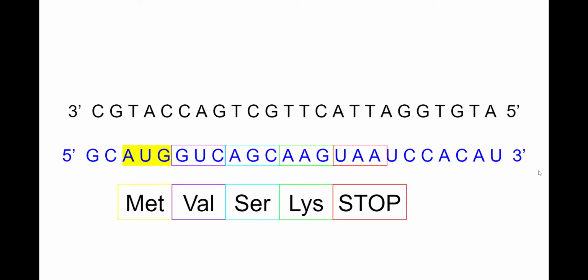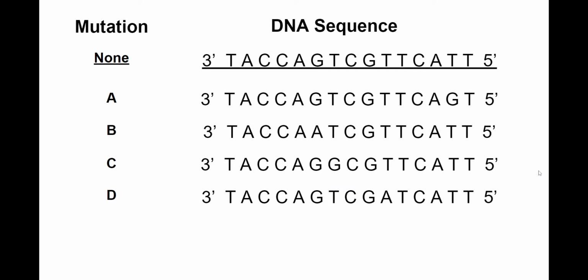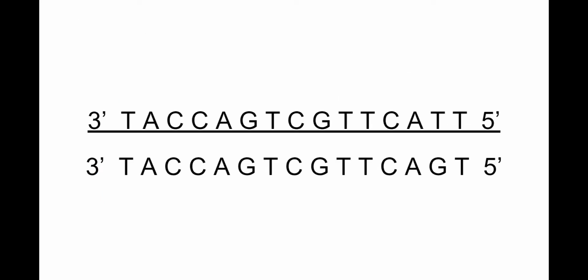Now we can look at our mutations. Here I've just isolated the coding sequence for our protein. For each mutated strand, we'll find where the point mutation occurs, whether it's a transversion or transition, and the effect of the mutation. We'll start with mutation A. Our original strand of DNA is underlined on top for comparison. Looking at the 2 strands, we can see that the mutated strand has a G here instead of a T.